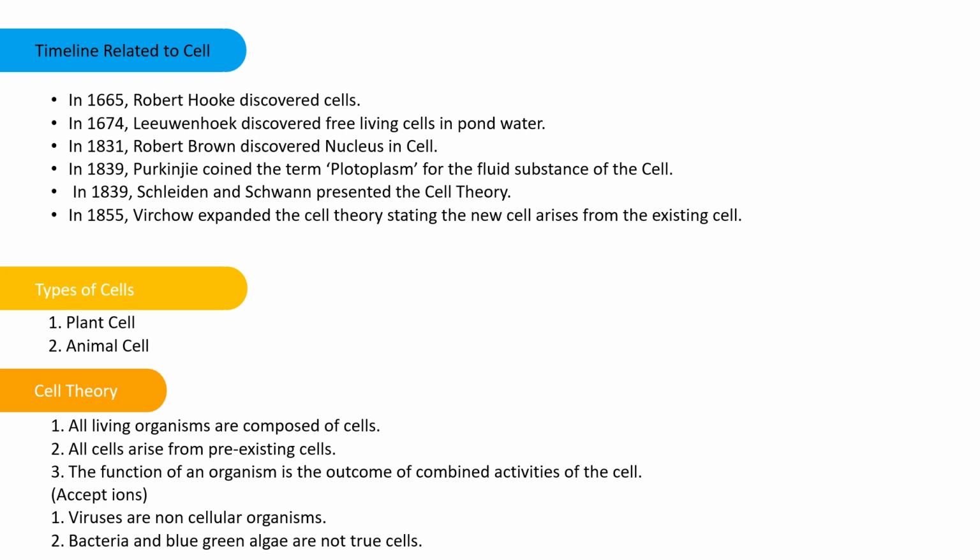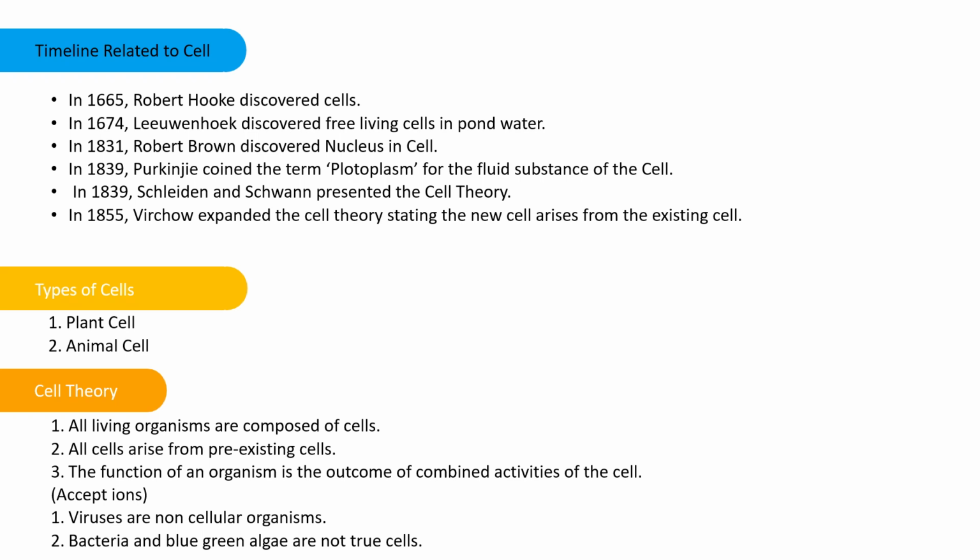In 1839, Schleiden and Schwann presented the cell theory. In 1855, Virchow expanded the cell theory, stating that new cells arise from existing cells. So there are two types of cells, plant cell and animal cell. Now we are going to study the cell theory that was presented by Schleiden and Schwann and later expanded by Virchow. So the first point is all living organisms are composed of cells.